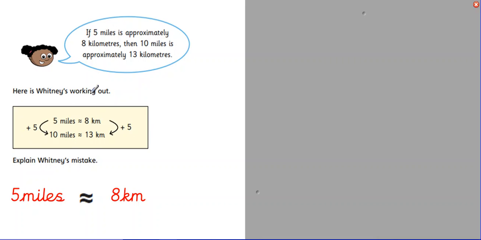So here's how Whitney has worked it out. So she's put 5 miles is approximately 8 kilometres, and then she's worked out what she's done to 5 to get 10, she's added 5, therefore she's added 5 to 8 to get 13. So we need to explain Whitney's mistake. So remember, 5 miles are approximately 8 kilometres. So what I would like you to do is pause the video and have a go at explaining Whitney's mistake, making sure you use your working out to support your answer. Pause the video now and have a go.